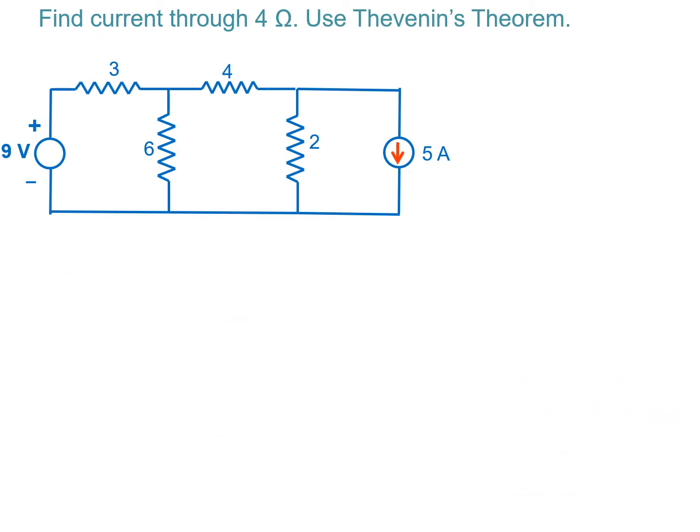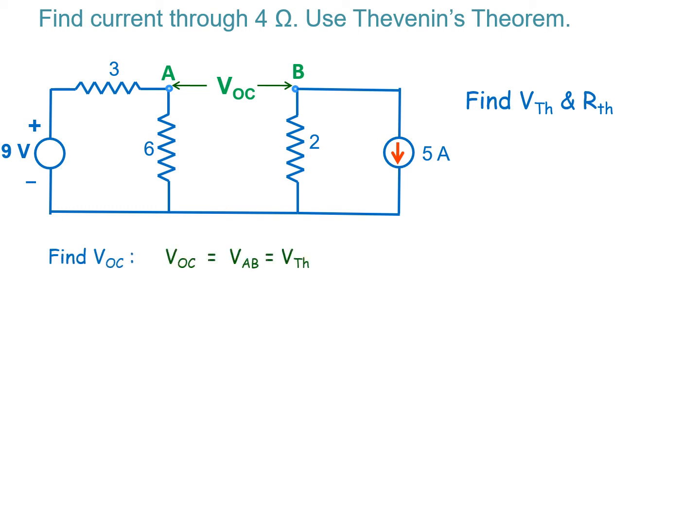Find the current through the 4 ohm resistance using Thevenin's theorem. We have to find out the V Thevenin and R Thevenin. Call the 4 ohm resistance RL. Mark the load terminals as A and B. Open the load. Find out the open circuit voltage. Open circuit voltage VOC is VAB under open circuit, which will be equal to V Thevenin.